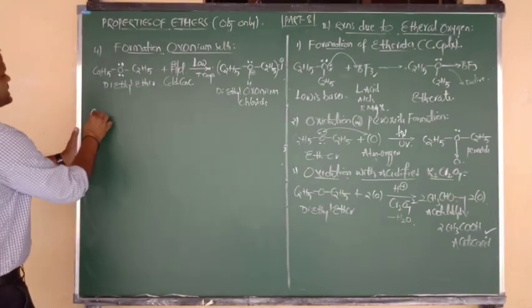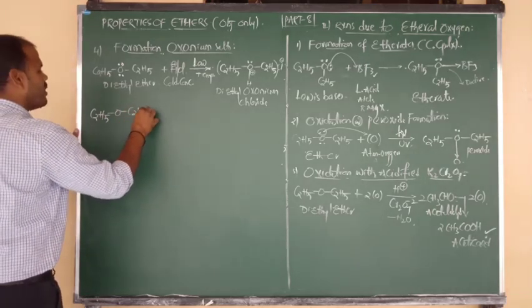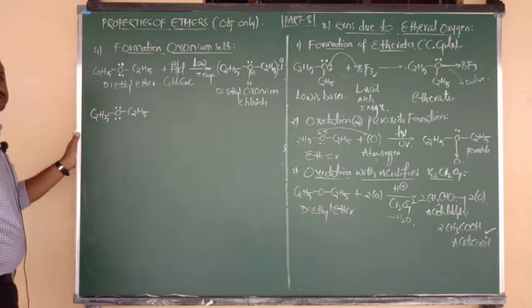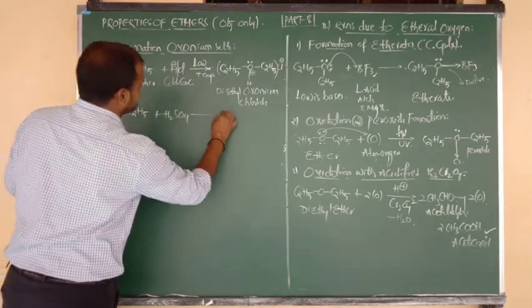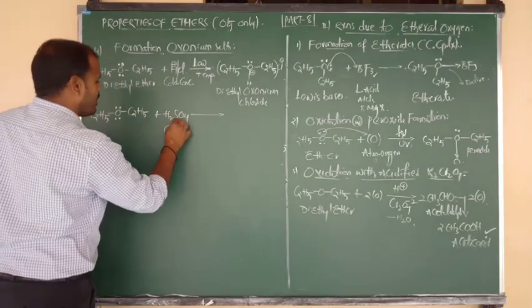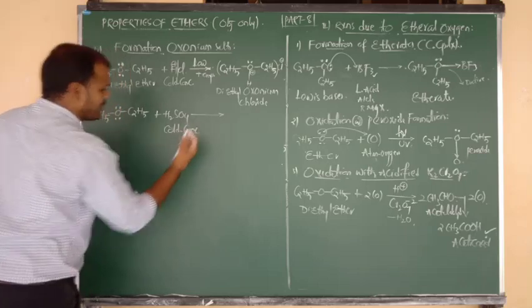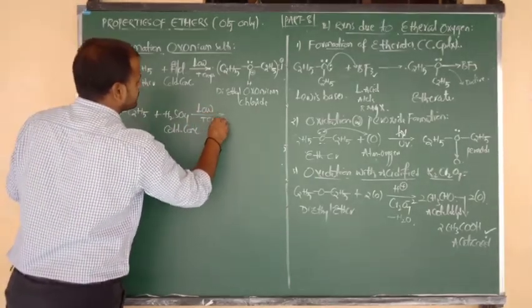Right. So once again, another example. C2H5 bonded to O, again O bonded to C2H5, diethyl ether. Here oxygen contains 2 lone pairs. It reacts with sulfuric acid. Of course concentrated, but in cold condition. So cold concentrated sulfuric acid, and the reaction takes place at very low temperature.